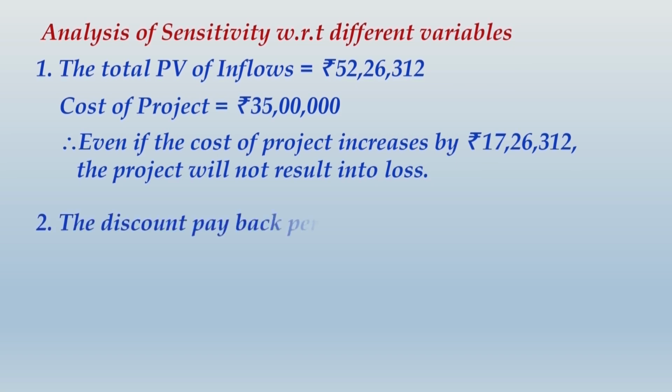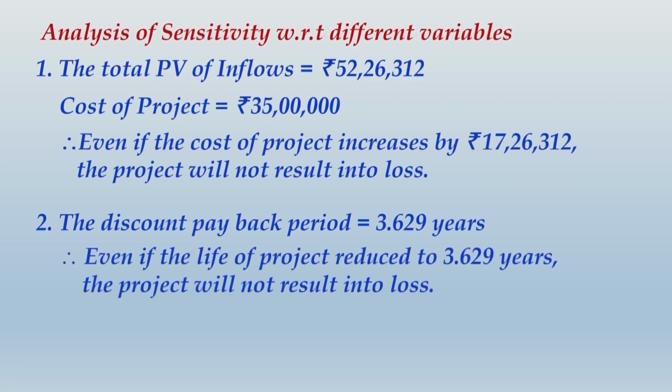Then we have computed discounted payback period as 3.629 years or 3.63 years. This is basically going to test the analysis of sensitivity with respect to life of the project. So we would say, even if the life of the project is reduced to 3.629 years, the project will not result into loss. So I am sure you people are understanding these conclusions. Please write up this whole thing and then I take you ahead.